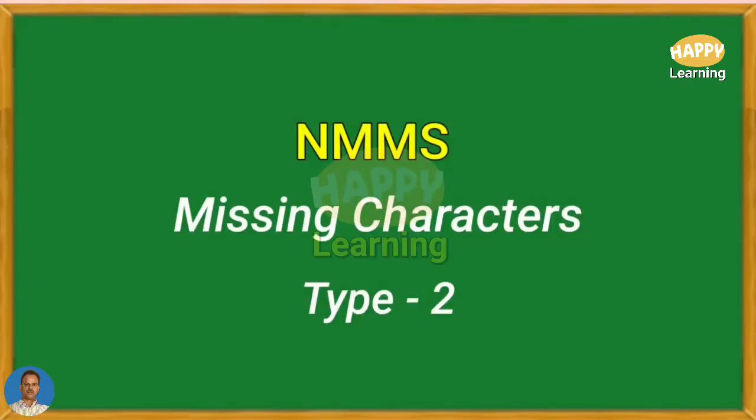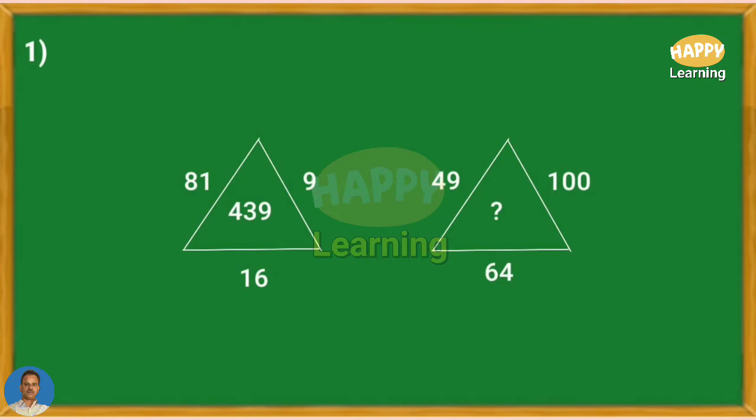So let us start the NMMS missing characters type 2 model problems. Let us start. Yes, the first problem is, here we have two diagrams.